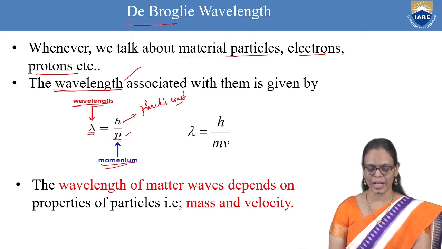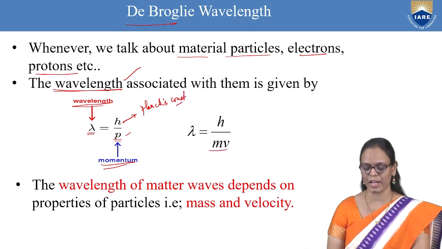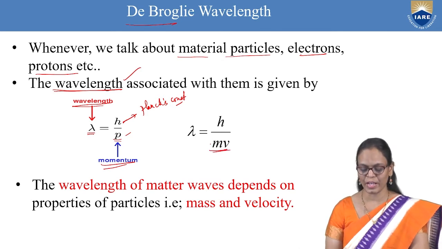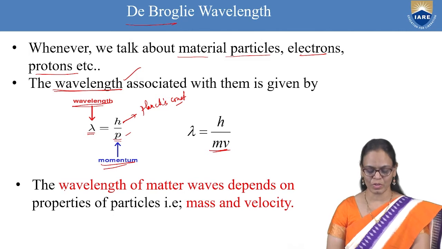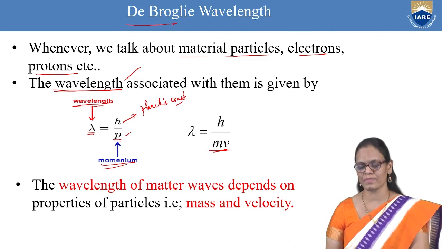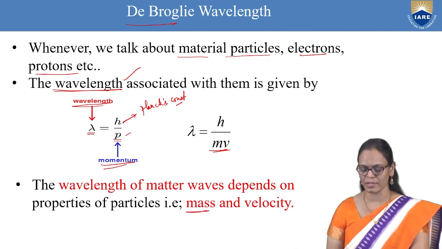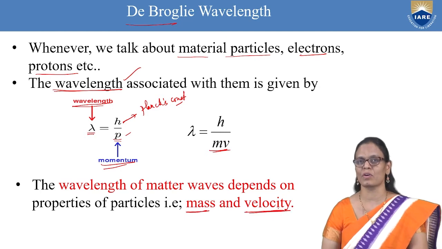We can also write h upon p as h upon mv, where m is the mass and v is the velocity. So the wavelength of matter waves depends on mass as well as velocity.